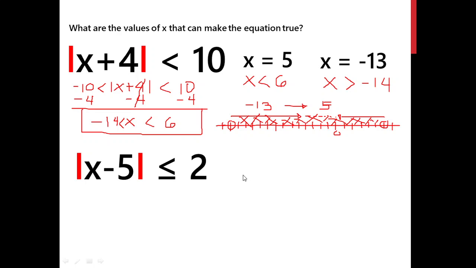Now I want you to pause the video and try to solve for the value of x that can make our statement true. Do you have it? Is the first value 7? Then you are correct because 7 minus 5 is 2, and the absolute value of 2 is 2, which is equal to 2. Another value is 3. 3 minus 5 is negative 2 and the absolute value of negative 2 is positive 2, which is equal to 2. Now since this is an equality, then there's possible other numbers here.